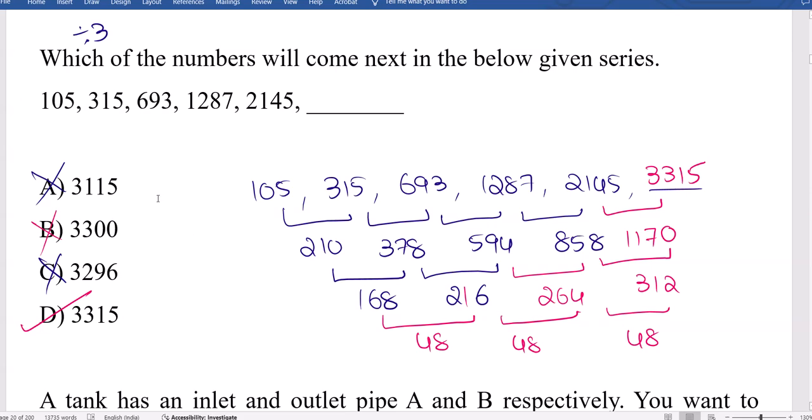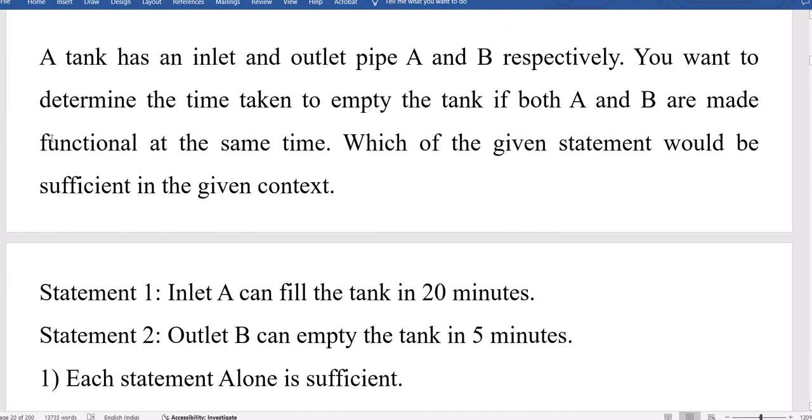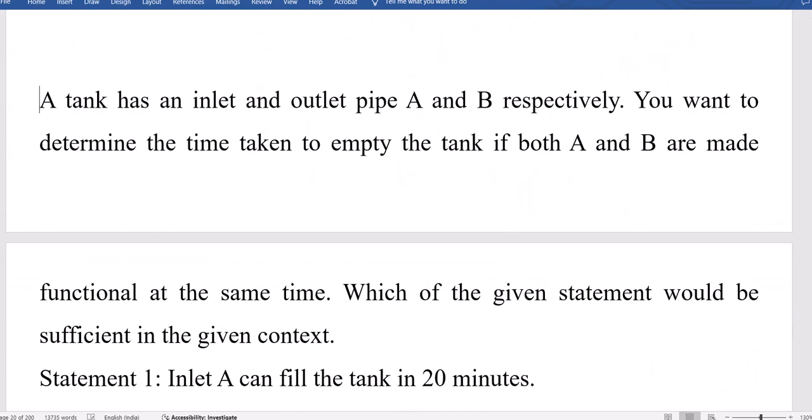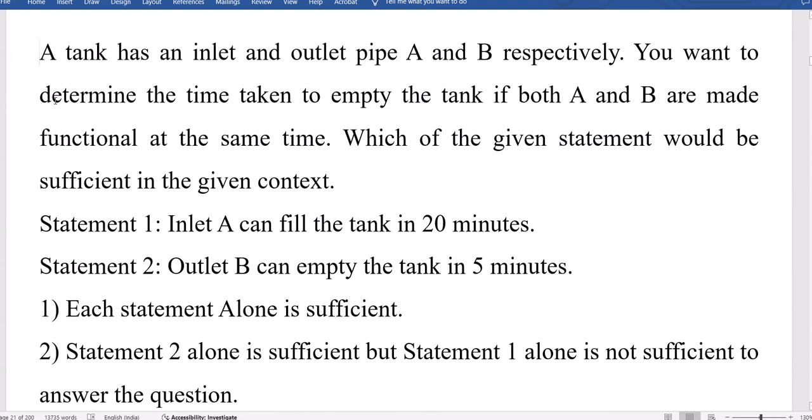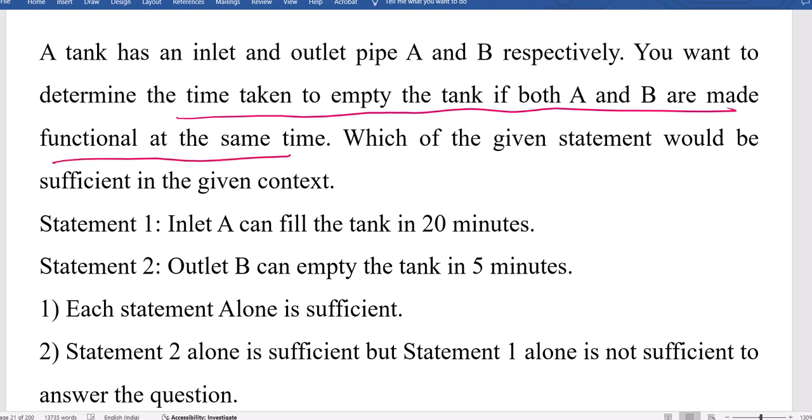Next one, data sufficiency. A tank has an inlet pipe and an outlet pipe. You want to find, if both A and B are functional at that time, what is the time taken to empty the tank? If both are functional, it means operating at the same time. Both pipes are working together. What is the time taken to empty the tank?